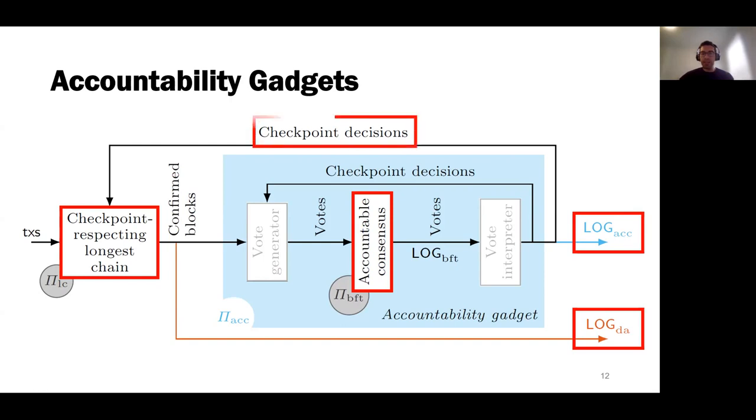These checkpoint decisions are also fed back into the checkpoint respecting longest chain. The name indicates that this protocol no longer treats the longest chain simply as the canonical one. Instead, it requires the longest chain to go through the latest checkpoint decision to be the canonical chain.